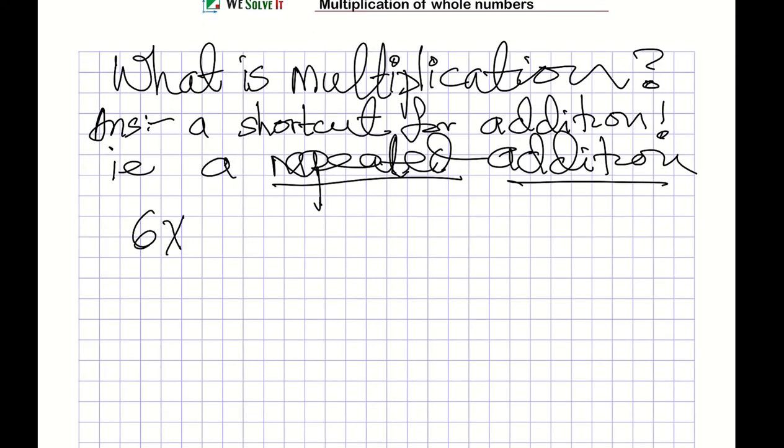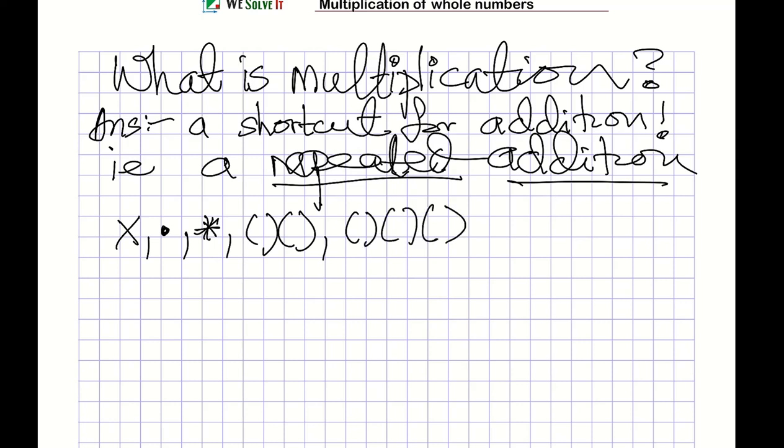Oh, by the way, before I do that, let me talk about the symbol of multiplication. Multiplication has a lot of symbols. One of them is this, and sometimes they use a dot, and sometimes you see a star. Sometimes you see two brackets to multiply two numbers, or if it's three numbers you see three brackets. Those are all the same thing as multiplication.